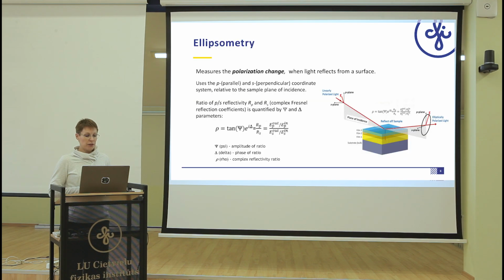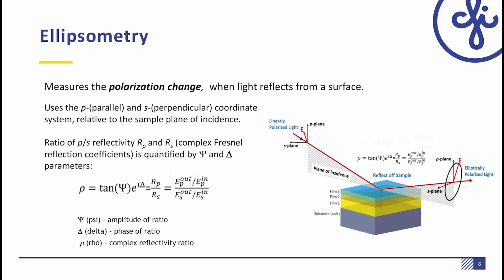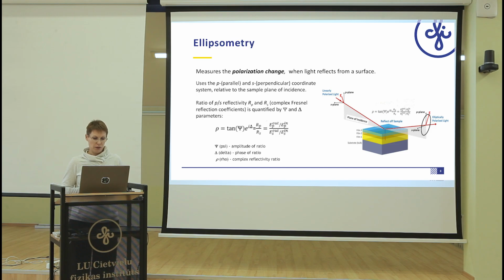Ellipsometry is a method which measures the polarization change when light reflects from the surface. It uses P and S coordinate system relative to the sample plane of incidence. The ratio of P and S reflectivities, which are complex Fresnel reflection coefficients, is related to the main ellipsometric angles called psi and delta. As you can see, this formula expresses the psi and delta relation with Fresnel reflection coefficients.